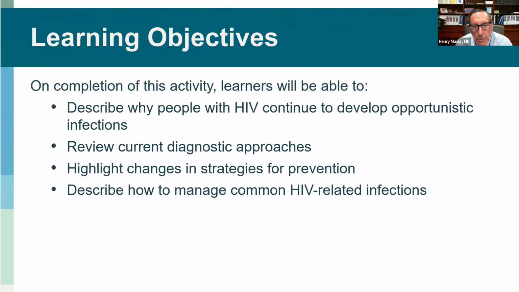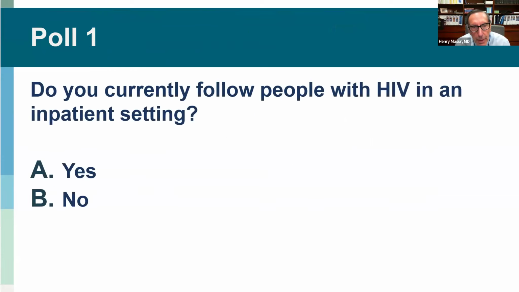The learning objectives are to describe why people with HIV continue to develop OIs. Well, I suspect that the people in this audience know full well why that's the case. We're going to talk about some of the newer diagnostic approaches, some of which I don't think are necessarily a step forward, even though they're technologically sophisticated. We're going to talk about strategies for prevention that are sometimes overlooked, and talk about how to manage some of the common HIV-related infections.